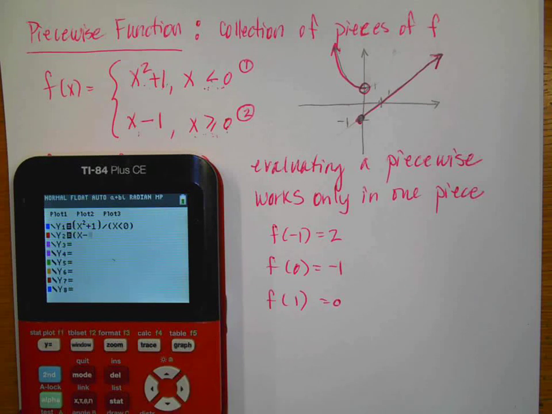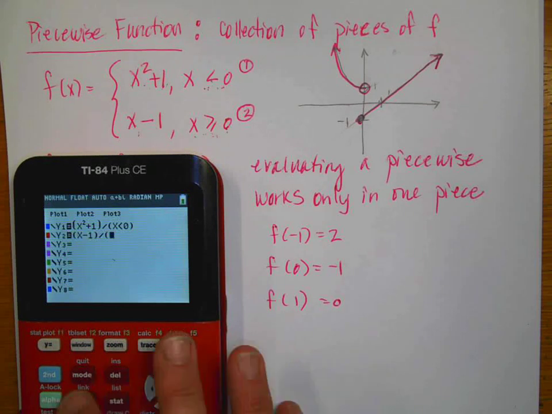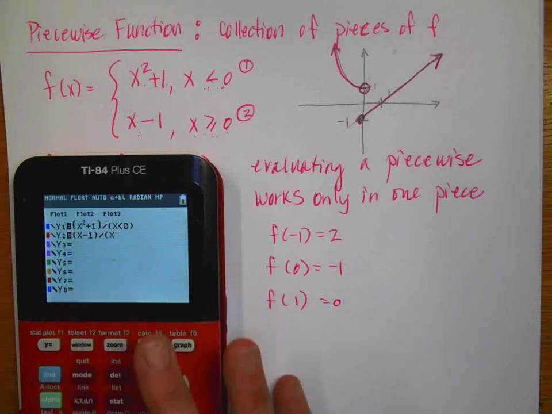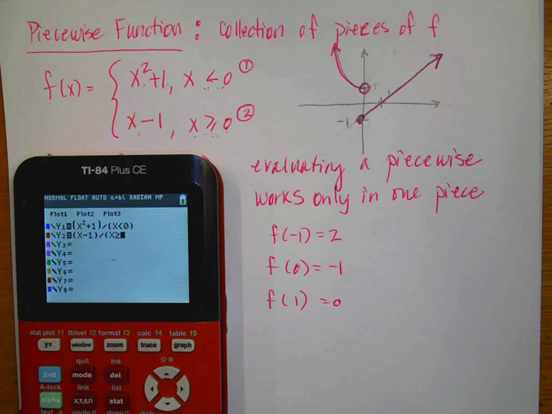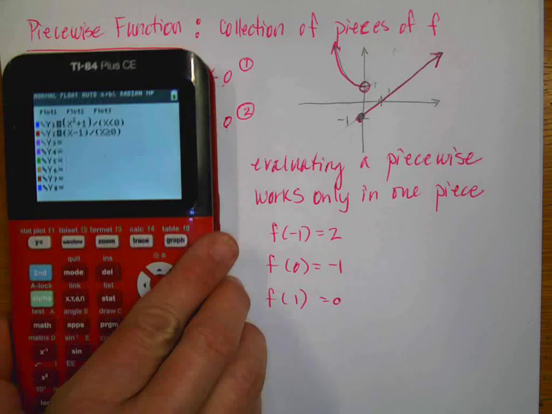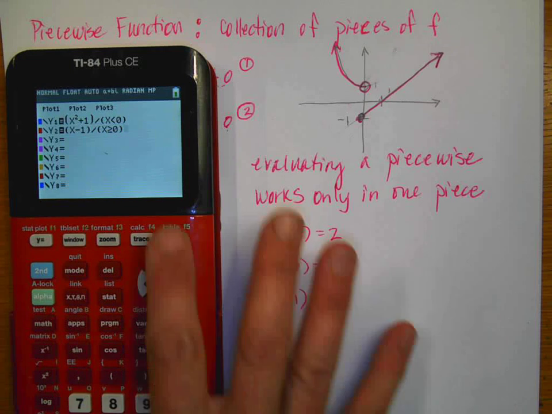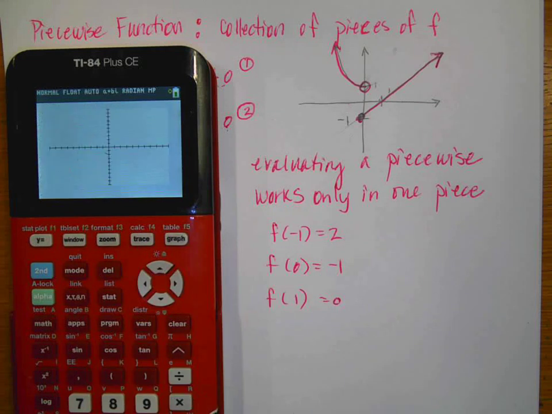And then I'm going to put the second piece. So I'm going to do my x minus 1, divide by the condition x is second test, and then greater than or equal to 0 is option number 4. I put that in, close parentheses. I'm going to move this up a little bit now so you can see it, and I'm going to do a zoom 6.